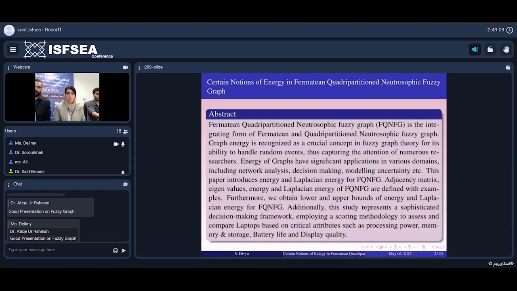So, Fermatean quadripartition neutrosophic fuzzy graph is the integrating form of Fermatean and quadripartition neutrosophic fuzzy graph. Here I have applied the energy concept to my graph. I have introduced how to find energy and Laplacian energy for my Fermatean quadripartition neutrosophic fuzzy graph. And finally, I have given one application: how to find the best laptop using the MCDM method.